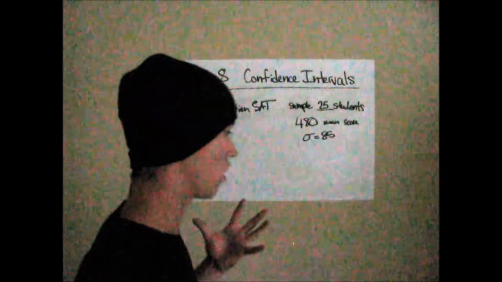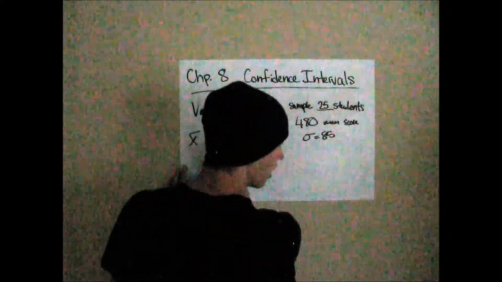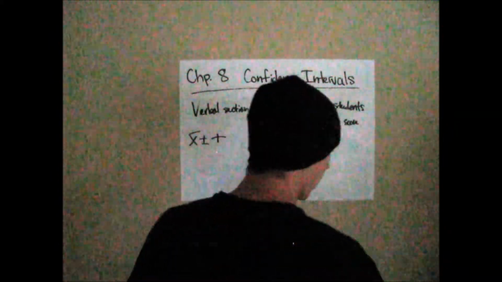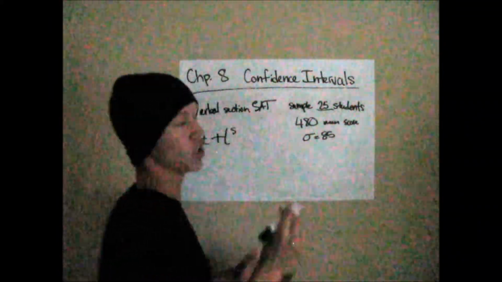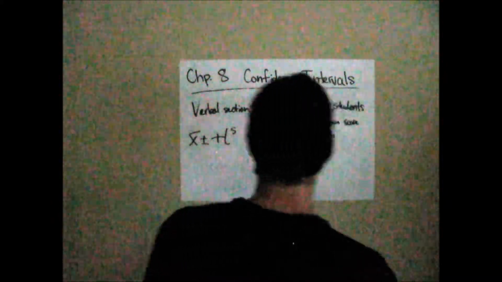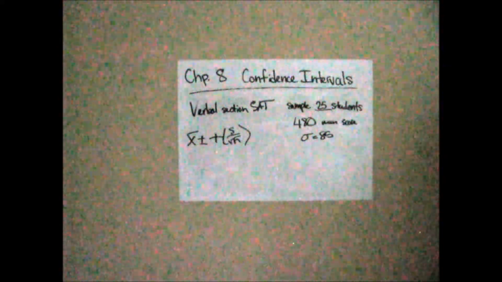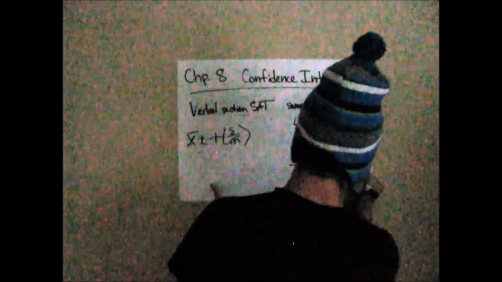For this example, we're going to assume all conditions are met, and so we're going to go with our formula of x bar plus or minus our t-value, which we'll find in just a moment, multiplied by our sample standard deviation, because we don't know our population standard deviation, over the square root of n. Again, we are finding a 95% confidence interval, so we have 2.5% on each side, because we have 5 total.